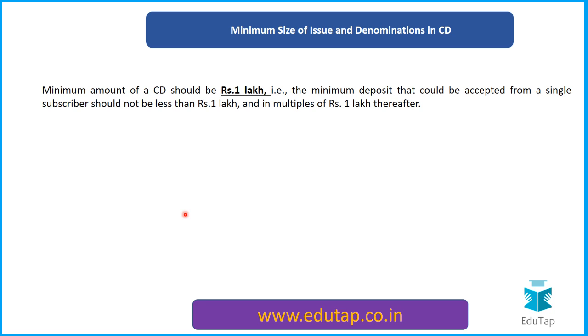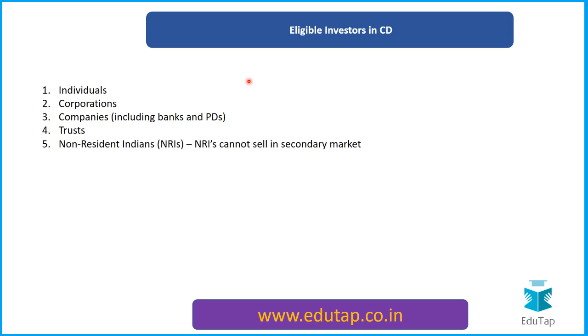Now what is the minimum denomination for which CDs can be issued by banks or financial institutions? The answer is rupees 1 lakh. So remember, in commercial paper it was 5 lakh, whereas in CDs, or certificates of deposit, it is only 1 lakh, and after 1 lakh in multiples of 1 lakh. So you can buy 1 lakh, 2 lakh, 3 lakh, 4 lakh, 5 lakh worth of CDs.